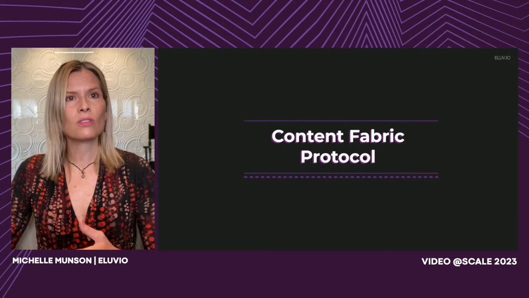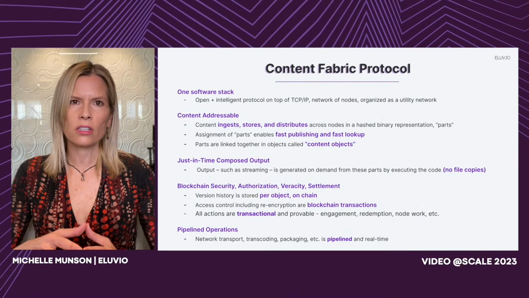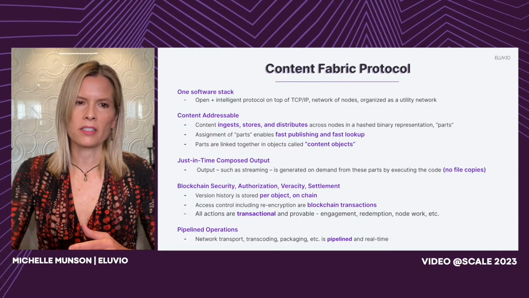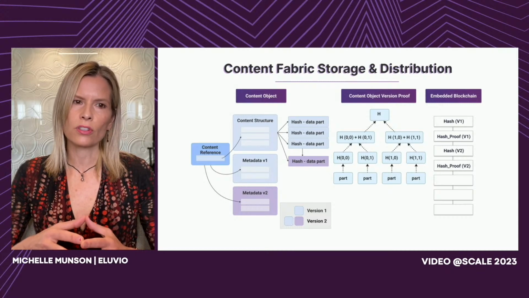So with that, I'd like to take you into the details of the protocol. We've examined that it's one software stack. It's content addressable. And this is very unique because content objects underpin the way that content is stored and referenced in the network. I'll be showing those in just a minute. All of those content objects allow for self-composition and creating just-in-time output. Blockchain security, authorization, and also version proofs are foundational to how it works, and every operation in the protocol is fully pipelined.